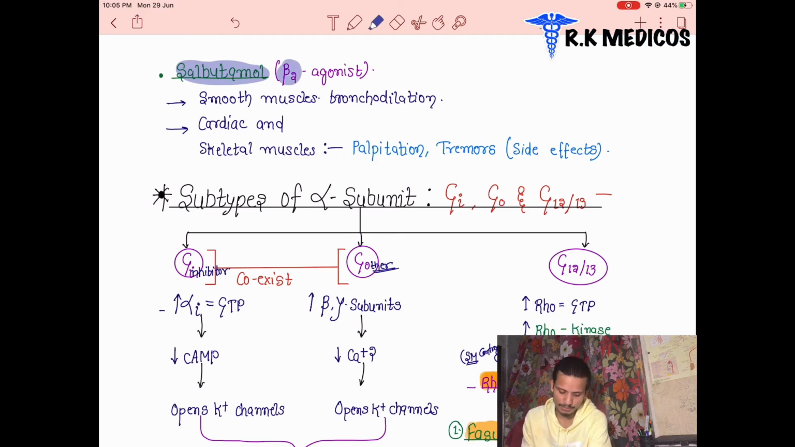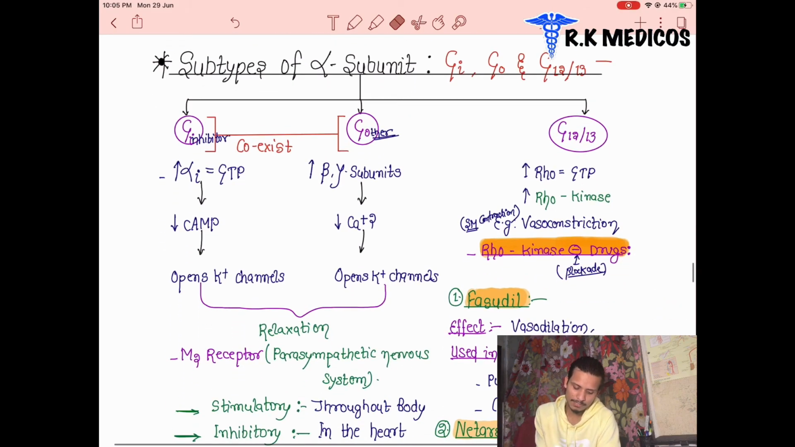Now the next type. We can see here one drug, salbutamol. Salbutamol is a beta 2 agonist drug. They are acting, and there is smooth muscle relaxation or bronchodilation. In the cardiac muscle or the skeletal muscle, they cause palpitation and tremors. We discuss it later in the sympathetic nervous system.